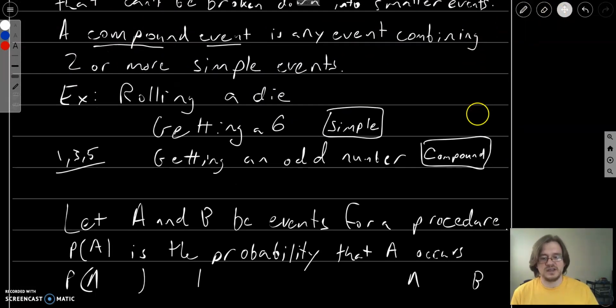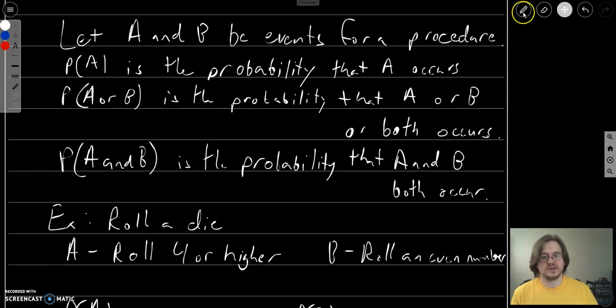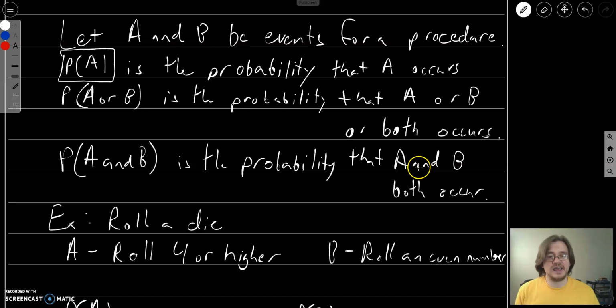So to look at compound events, what we're going to do is look at all sorts of probabilities. So let's start with two events, which we'll call A and B. They can either be simple or compound or anything else. So it's just any two events for a procedure. We saw last time the notation for the probability that A occurs is P of A.